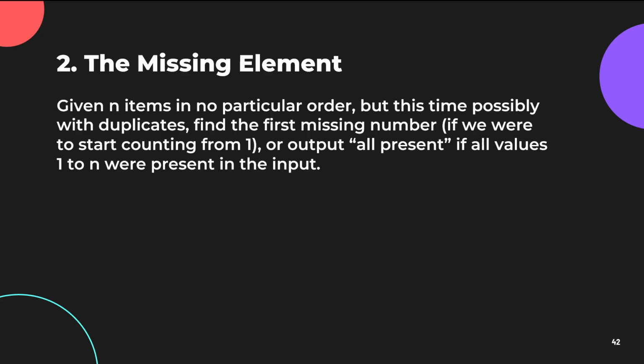So given n items in no particular order, but this time possibly with duplicates, you want to find the missing number. For example, if we are counting from 1, then we want to find which number is missing from that array, or output all present if all values from 1 to n were present in the input. So we want to find the first missing number. If there are 2 missing numbers, we want the one that is less. How can we solve this problem?